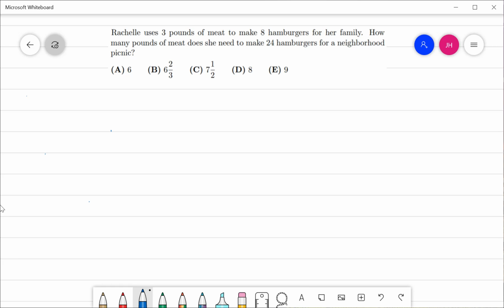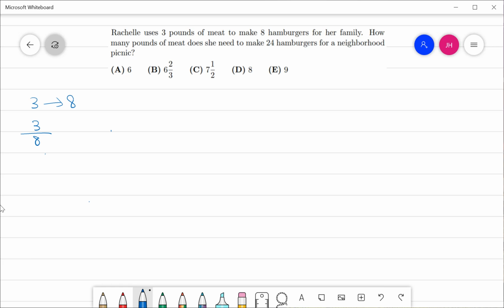It says Rachel uses 3 pounds of meat to make 8 hamburgers, and it's asking how many pounds of meat to make 24 hamburgers. So if we go sentence by sentence, 3 pounds for 8 hamburgers. So of course, for each hamburger, she will need 3/8 pounds of meat.